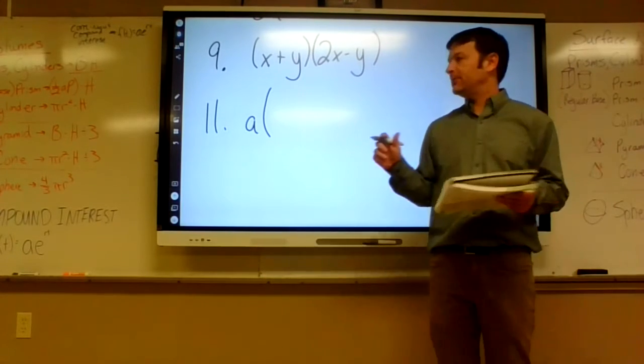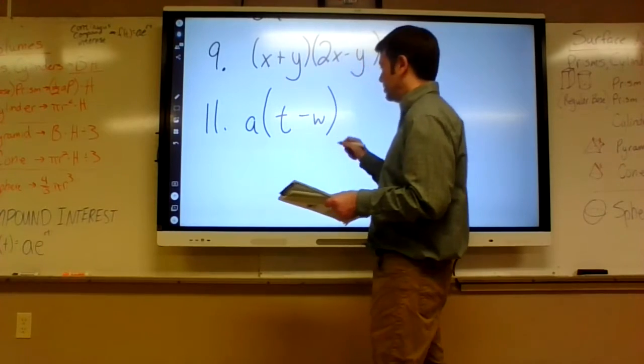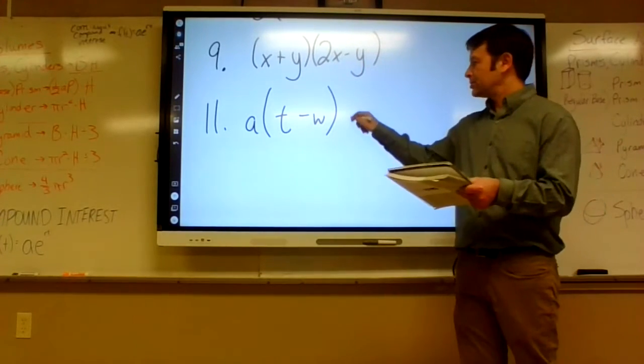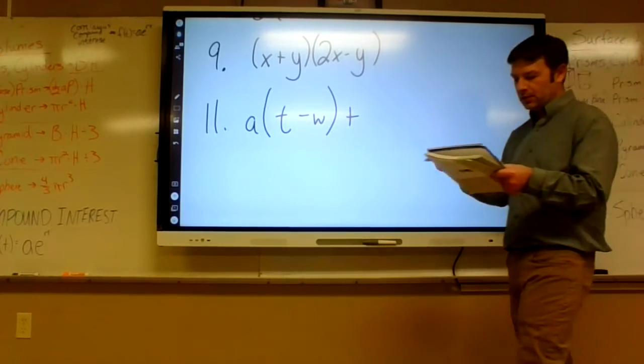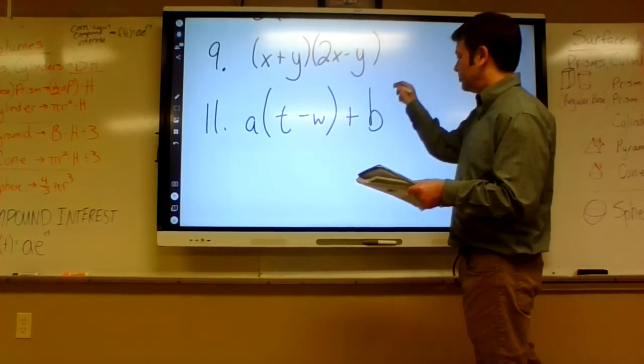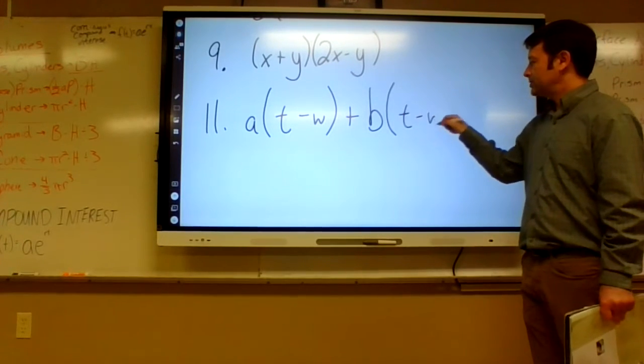That first, T minus W, right? If I take an A out of the first parentheses, divide it out. And then plus, what can I take out of the second parentheses? A B. And then what's left after I take the B out? T minus W.